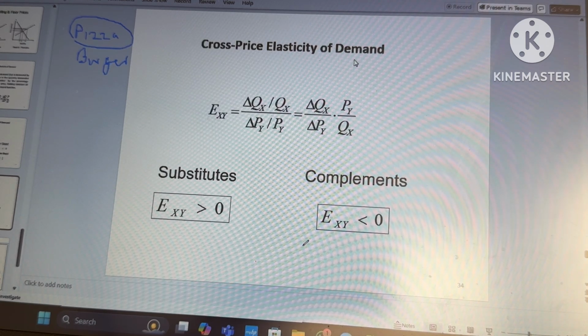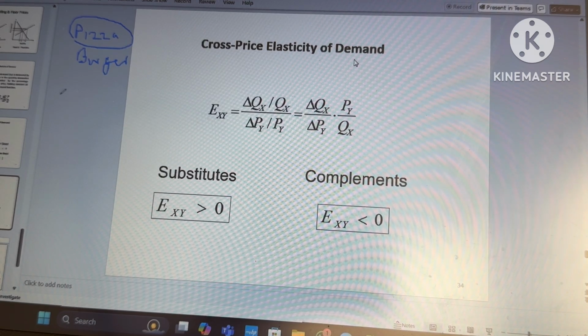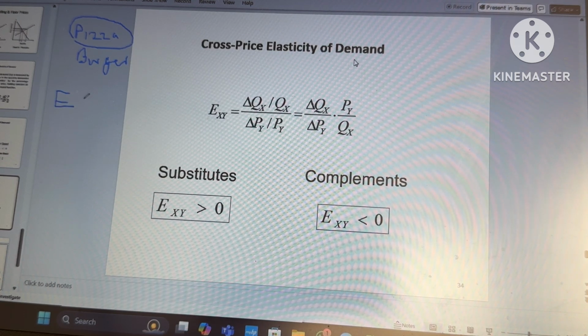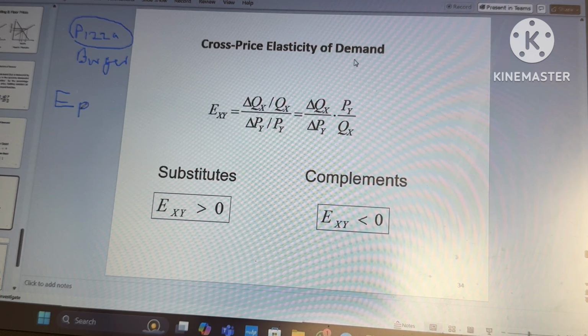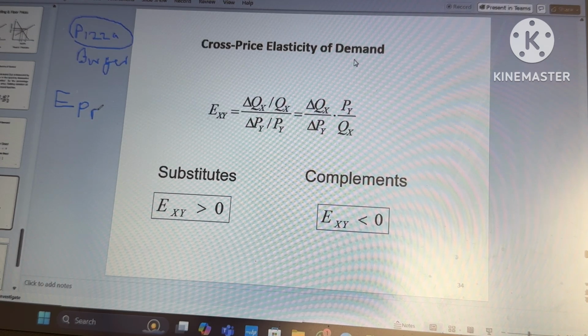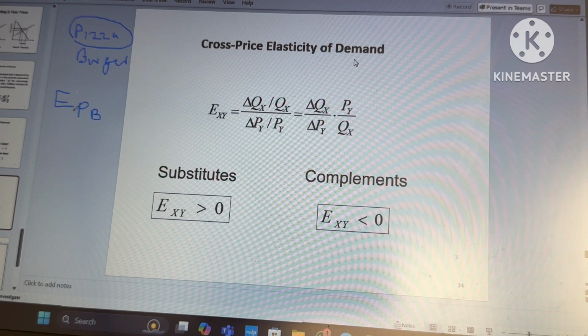So the elasticity formula is like this. Since our product is pizza, we are talking about the pizza demand according to burger price changes. This is how you can write it. P is the demand, B is the price of the other product.